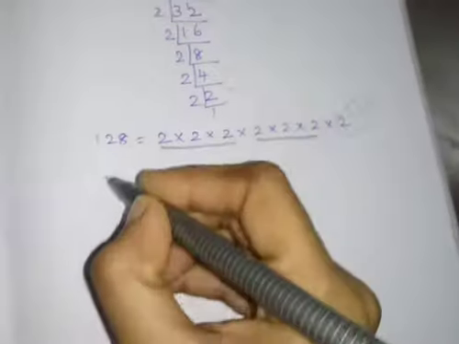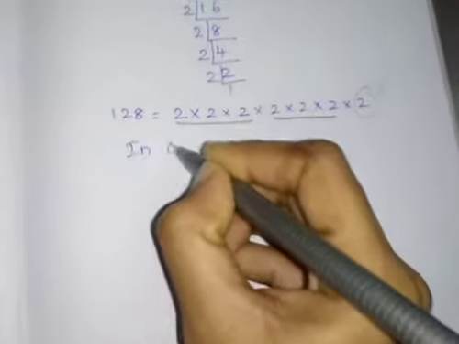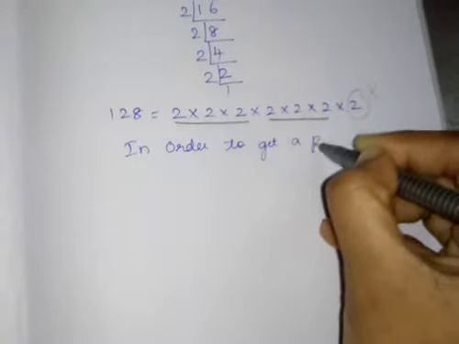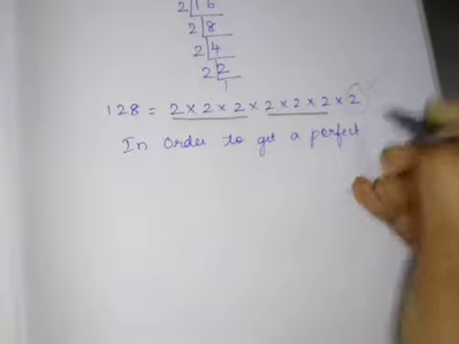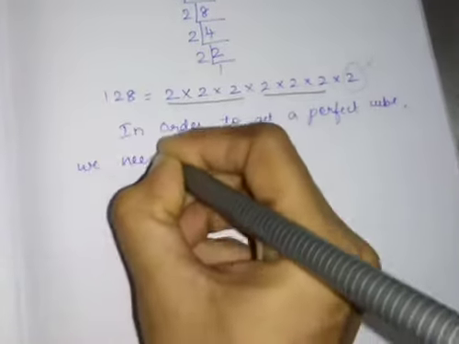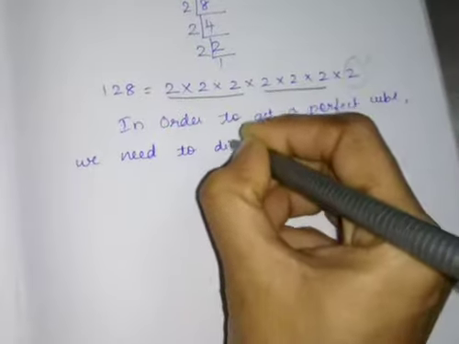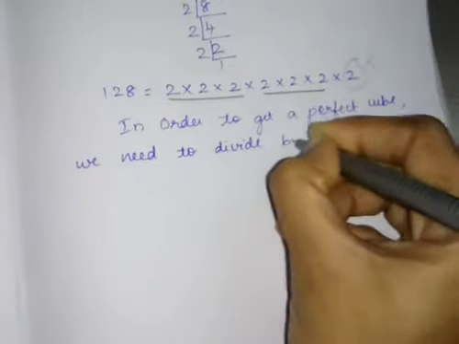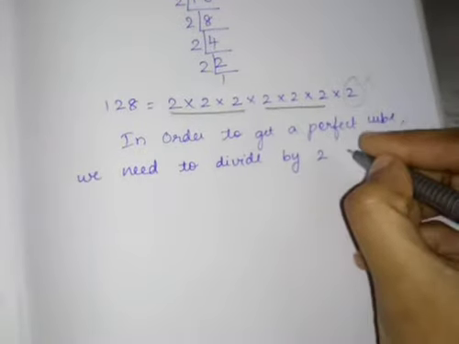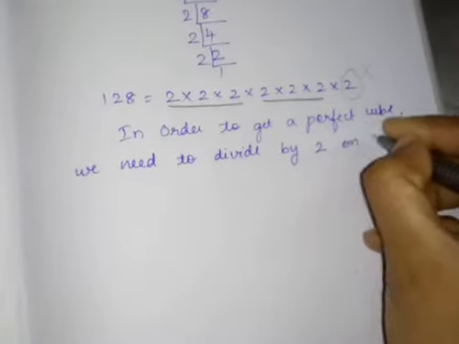Okay. So we can write, in order to get a perfect cube, we need to divide by 2 on both sides.